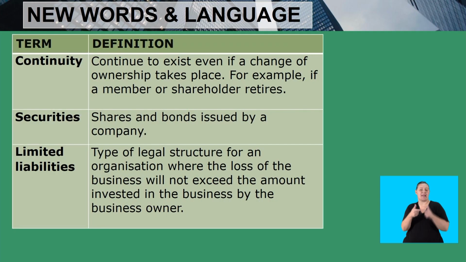Now let's look at the new words and language. Continuity: continue to exist even if a change of ownership takes place. For example, if a member or shareholder retires, the business can continue to exist. Then securities: shares and bonds issued by a company. Limited liability: type of legal structure of an organization where the loss of the business will not exceed the amount invested in the business by the business owner.